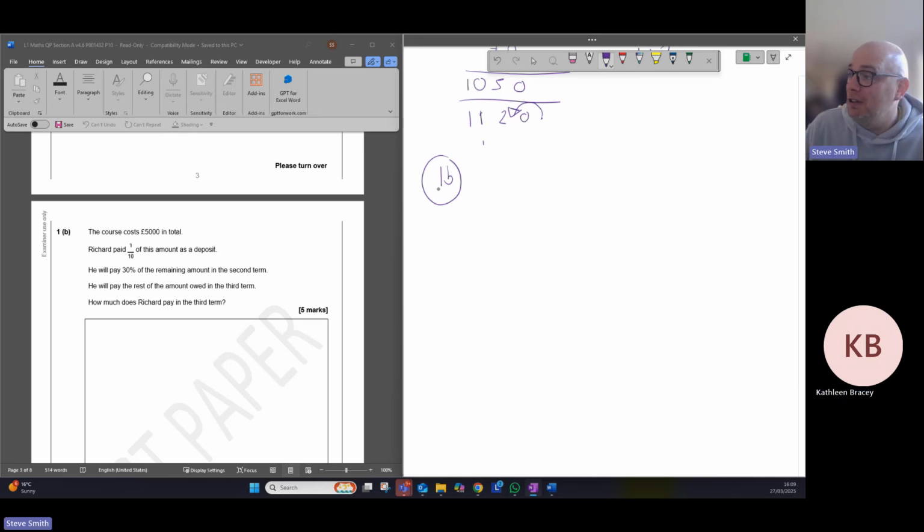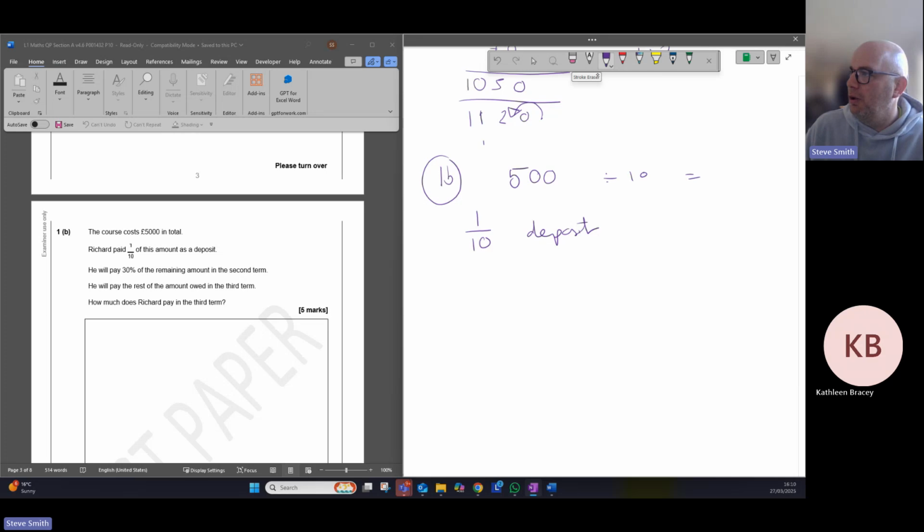So when we break this down, you're like, oh yeah, £5,000. He's paying a 1/10 deposit. Anything like a 1/10 or 10%, we're just literally dividing that number by 10. When we divide a number by 10, we just cross a naught off, and it becomes 500.